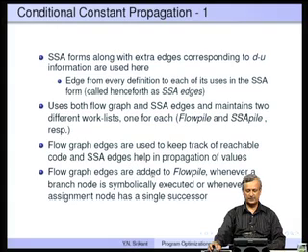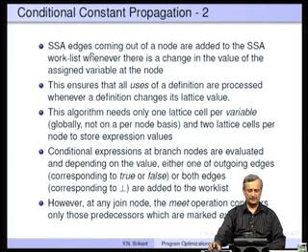The flow graph edges are added to the flow pile whenever a branch node is symbolically executed or whenever an assignment node has a single successor, whereas SSA edges coming out of a node are added to the SSA work list whenever there is a change in the value of the assigned variable at the node. The algorithm really needs only one lattice cell per variable, not on a per node basis, and 2 lattice cells per node to store expression values.